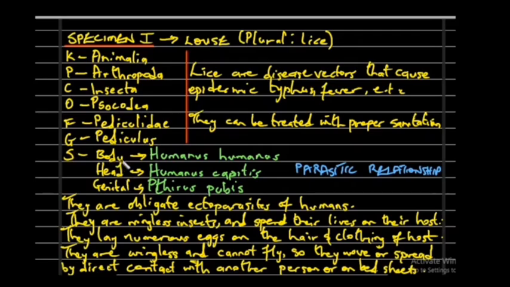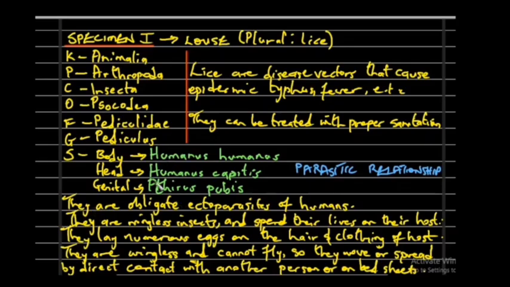In the case of humans, for example, we have body louse, head louse, and genital louse. The body louse is called the Pediculus humanus humanus. Then the head louse is called the Pediculus humanus capitis, and so many others like that. We have so many other types of louse that don't affect humans, but lice generally are ectoparasites, and they feed on their host. That is why I wrote here that their relationship is parasitic. They undergo a parasitic relationship with their host.